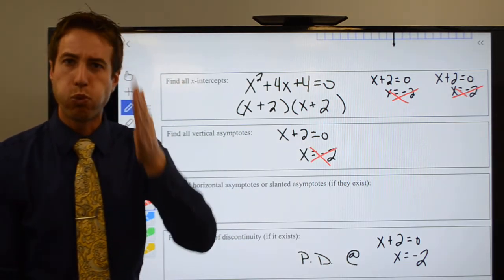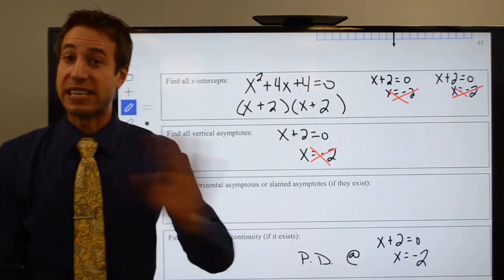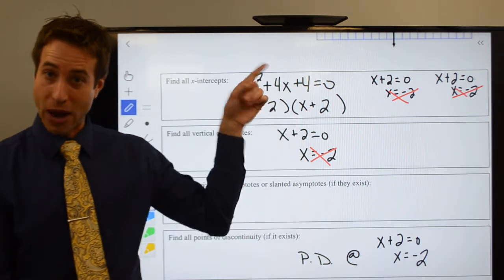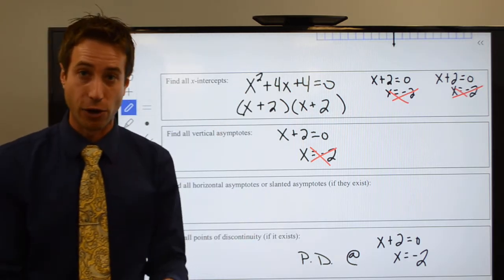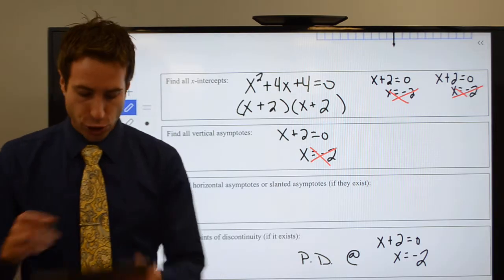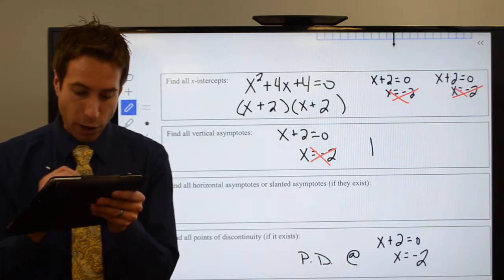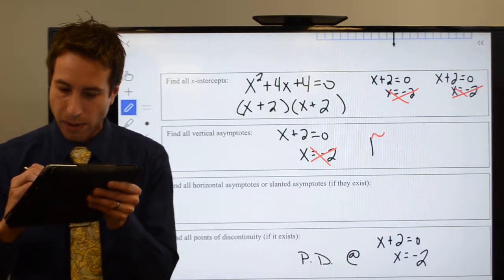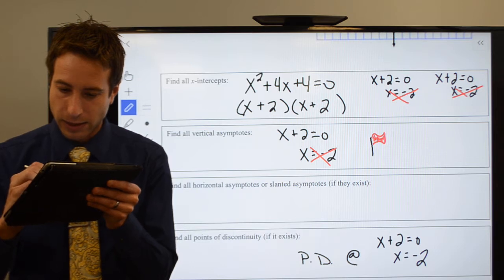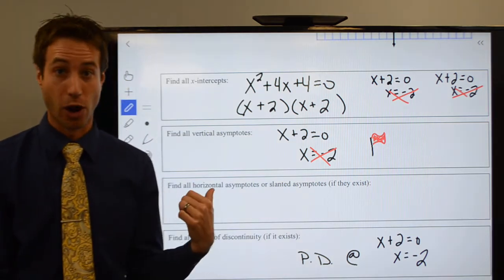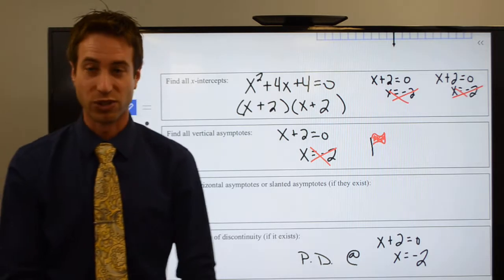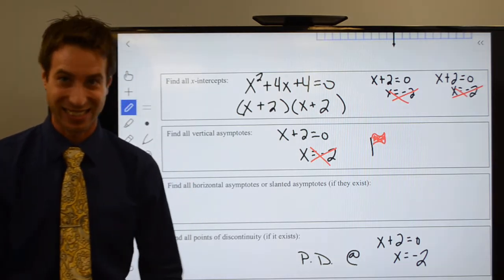Wait, what? We have never seen a rational function that doesn't have a vertical asymptote. And this should be for you, or will be after we get done with this problem, a red flag. Something's going on here. Something's up. We'll see what's up again. This one's sneaky. This is a sneaky one.